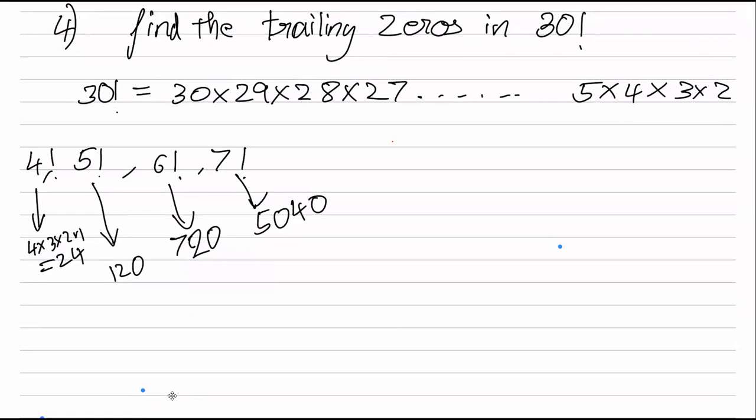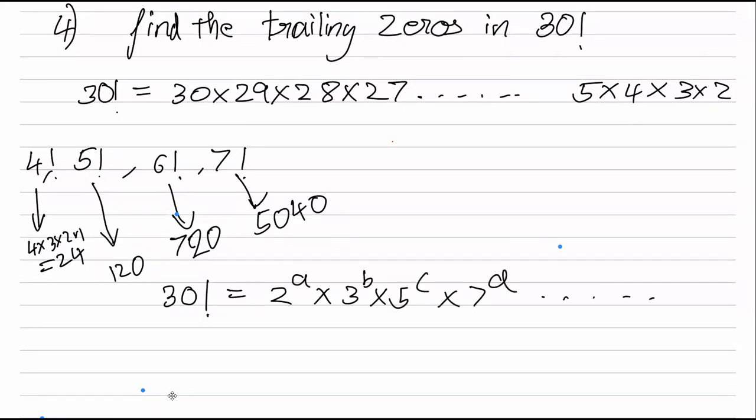Now, first we'll do question discussion. After the end of the class, we'll discuss all of this technical stuff. Okay. So notice over here that 30 factorial is a bunch of 2's, 2 to the power a times 3 to the power b times 5 to the power c times 7 to the power d and so on. This is what is called the fundamental theorem of arithmetic that says that every number has a unique prime factorization, and this is what we call a prime factorization.